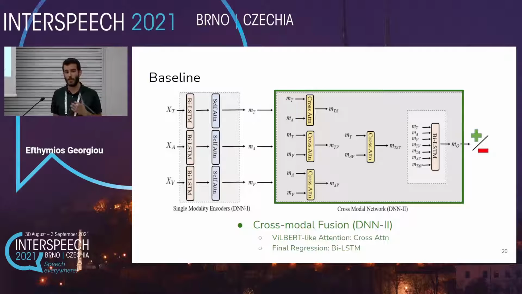The second subnetwork is responsible for capturing cross-modal interactions and also performing the final prediction. We have used some cross-modal attention mechanisms, which are inspired by the ViLBERT architecture. In this network, we capture text-audio interaction, text-video, audio-visual, and also a trimodal representation between the text modality and the audio-visual. All the available representations, both unimodal and multimodal, are concatenated and fed to a bidirectional LSTM, which performs the final prediction.